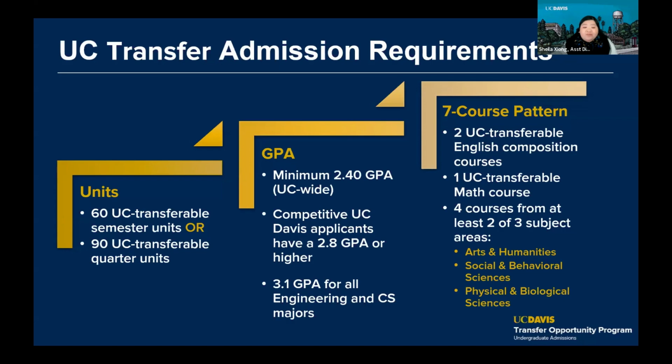The next requirement is the GPA. Now, for the UC system, it is a 2.4 minimum GPA to be considered for admission. However, some campuses do have a higher GPA. At UC Davis, the minimum overall GPA starts at a 2.8 for all non-engineering majors. If you are an engineering major or you're also thinking about engineering, it is actually a 3.1 GPA overall. So just know that for UC Davis, the minimum overall GPA is a 2.8 and not a 2.4.